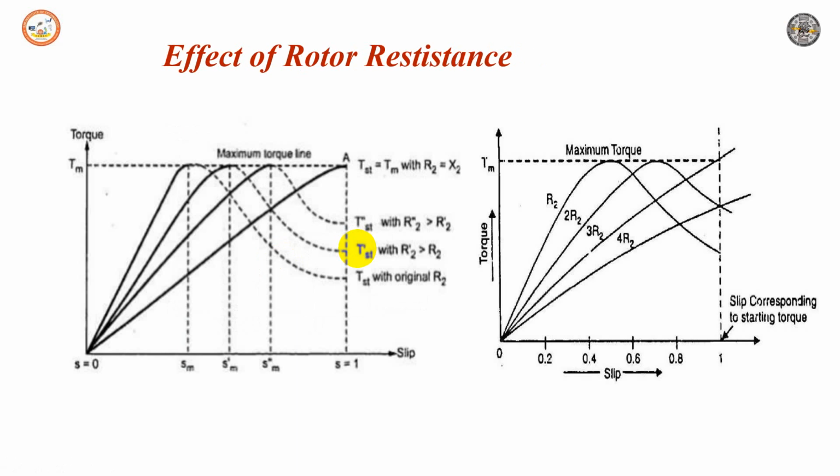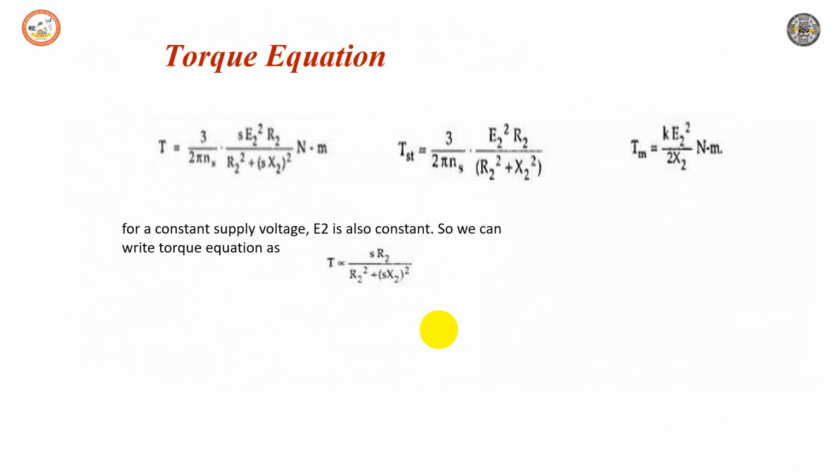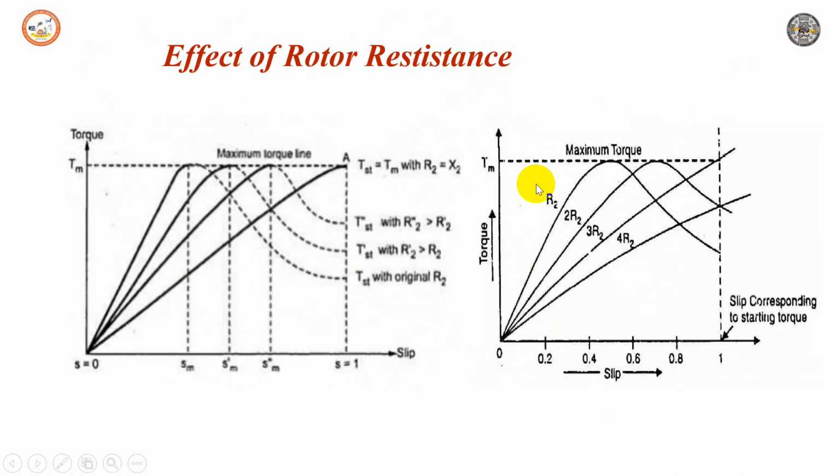Now coming to the effect of rotor resistance on the torque and slip. In a slip ring induction motor, external resistance can be added into the rotor circuit. Let us see the change in rotor resistance on the torque produced. Let R2 be the rotor resistance per phase. The torque equation we have is T proportional to S E2 square R2 divided by R2 square plus S square X2 square, with K as denoted. Taking that equation, we can explain this torque.